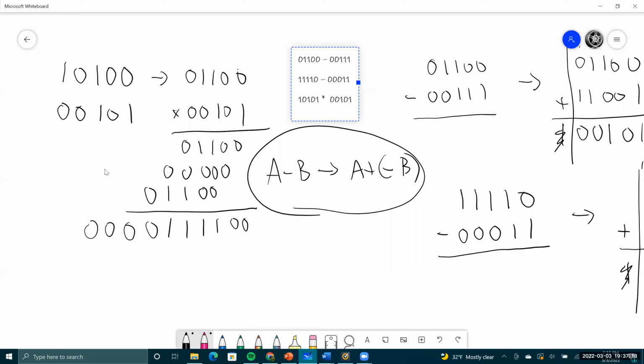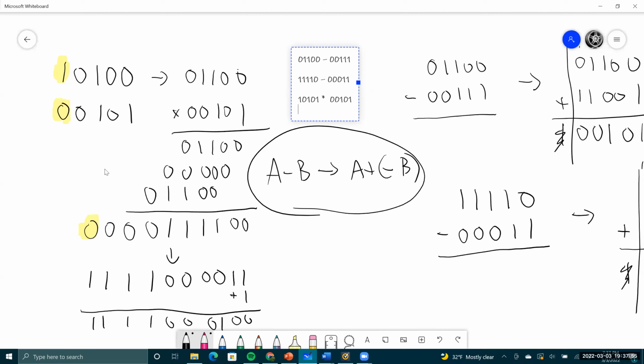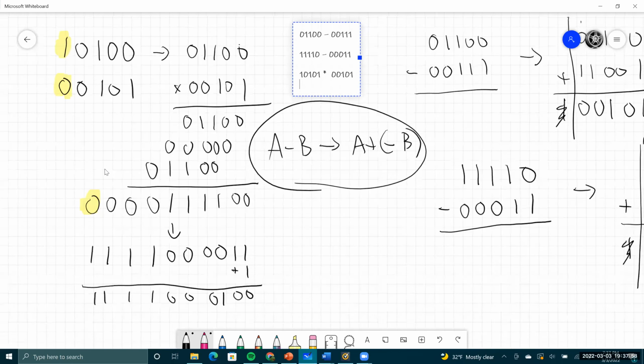And the answer is no, because after I do it, I look at my original question. One was positive, one's negative. So my resulting answer needs to be negative. So currently it's positive, right? Everything's positive. So I need to change it to negative. So to change to negative is just flip the bits and add 1. So this becomes 1, 1, 1, 1, 0, 0, 0, 0, 1, 1. And then I add 1 to it because it's always flip the bits and add 1. This becomes 1, 1, 1, 1, 0, 0, 0, 1, 0, 0. Okay, and that's your answer.